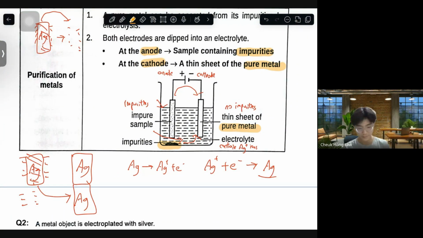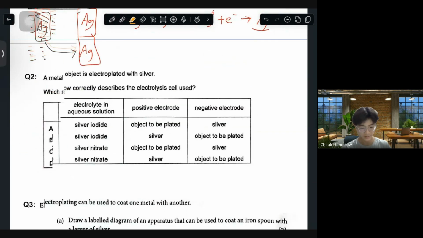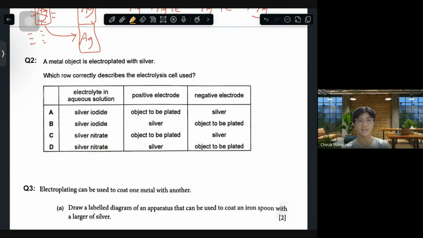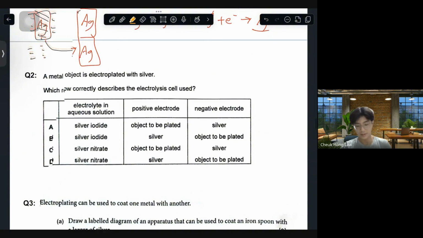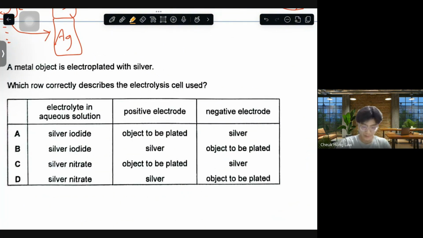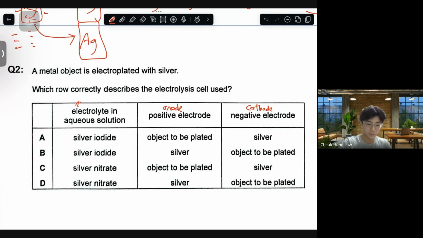Okay, 9:04 already. We have to quickly finish up these questions. A metal object is electroplated with silver. Which row correctly describes the electrolysis cell used? So you have electrolyte in aqueous solution, positive electrode, negative electrode. Your positive electrode is your anode, and your negative electrode is your cathode. Remember I said your electrolyte has to be soluble and contain the metal ions, which is silver.